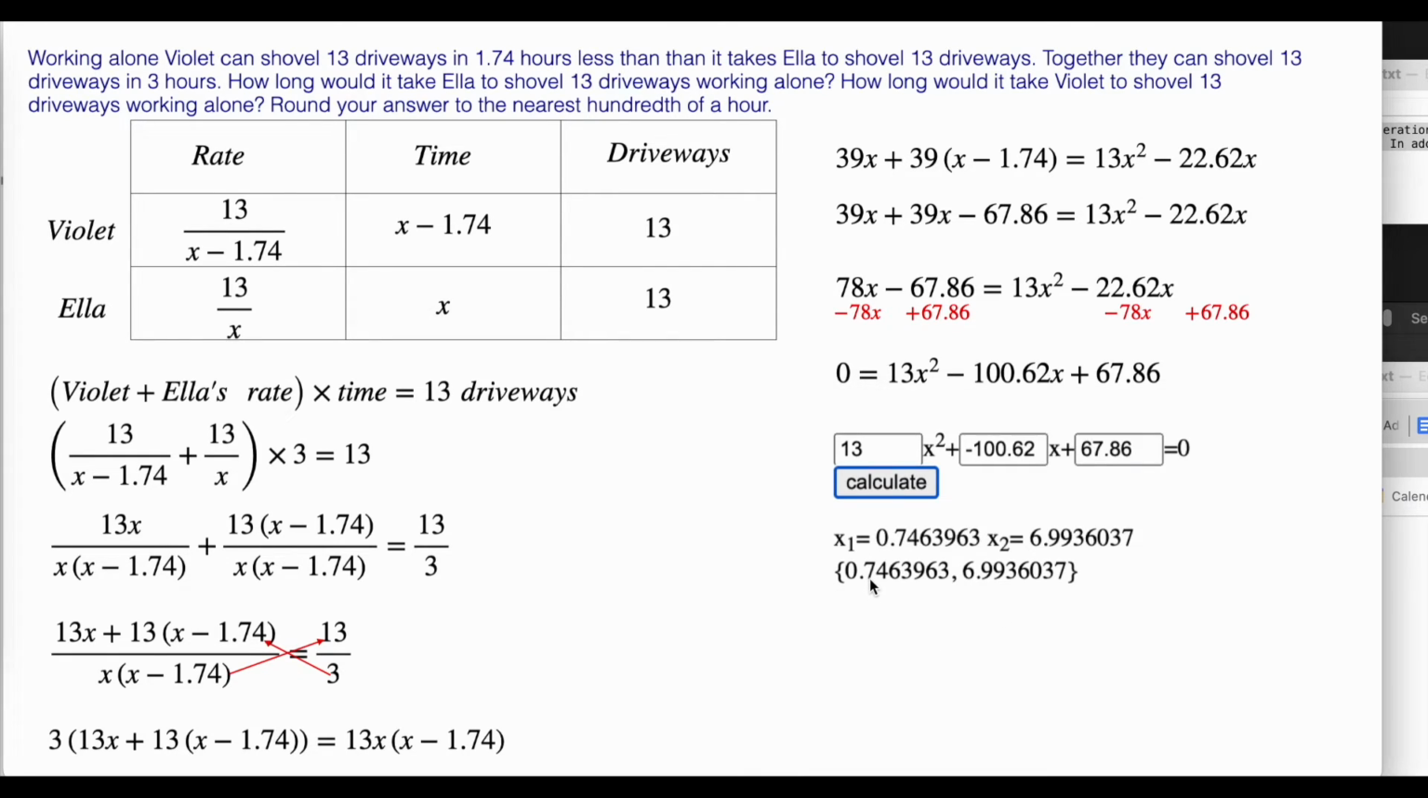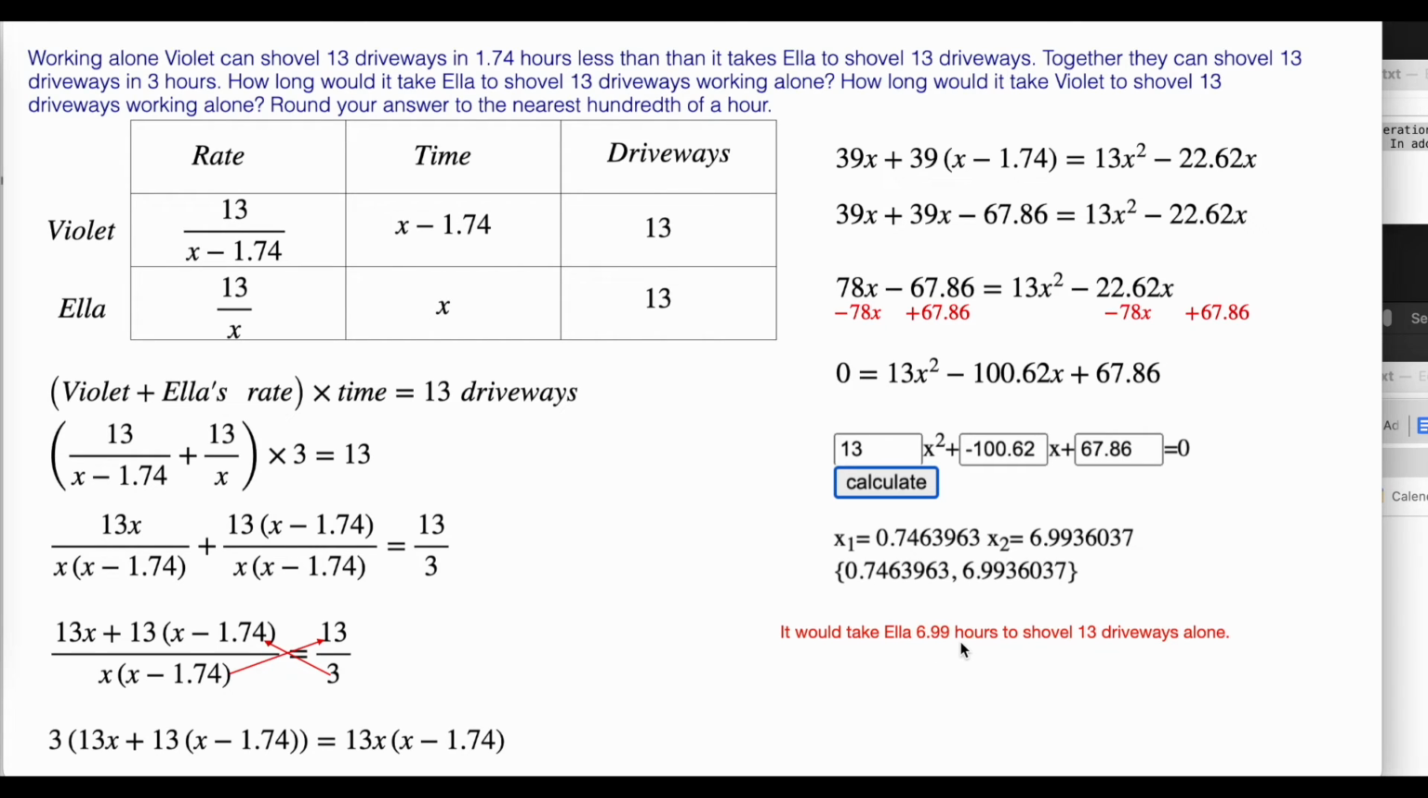The reason I can't use the 0.74, if I made X 0.74, I would do 0.74 minus 1.74 and I would have negative 1 hour. Violet is able to shovel in negative 1 hour. That doesn't make any sense. She would get the driveway shoveled before she started. It doesn't work. We discount this one and we use the 6.99.